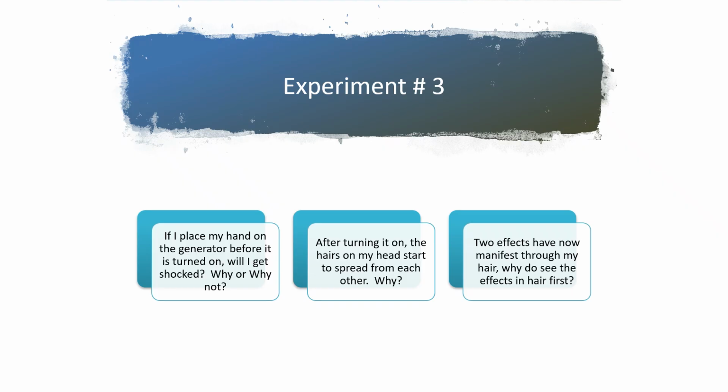After turning it on, the hairs on my head, or maybe even the hairs on my arms, start to stand out and spread out from each other. Why is that happening? Why do we see the effects in the hairs on my arm first, or the hair on my head?